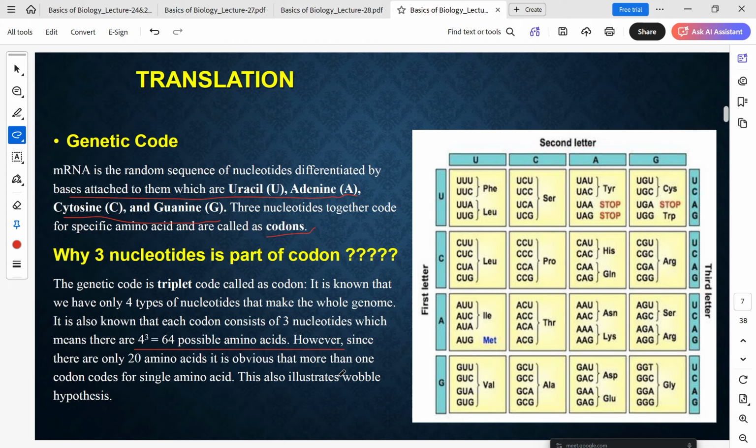And this forms the basis for the wobble hypothesis, wherein, depending on the first two nucleotides, there is some leniency in the third nucleotide. So the first two are very essential for what the amino acid is going to be, and the third one has specificity but not so much.